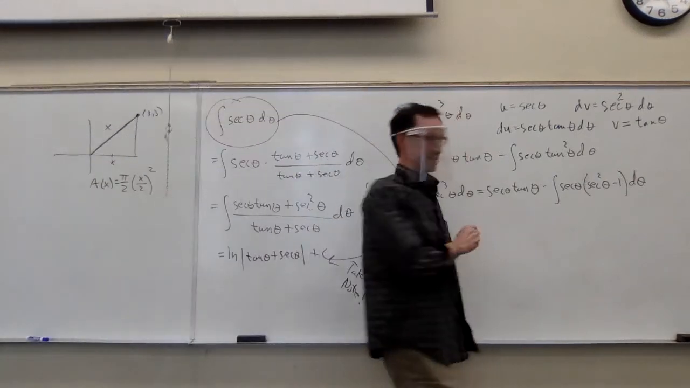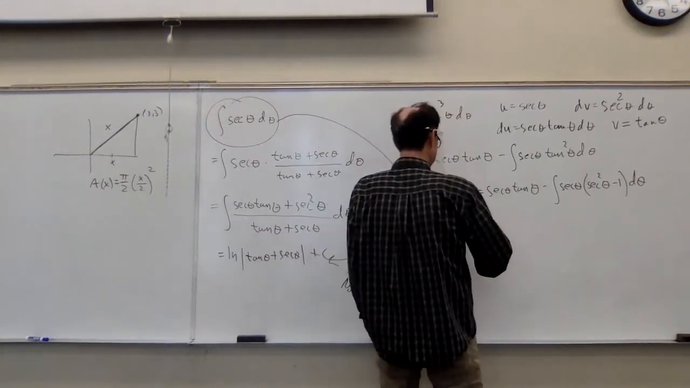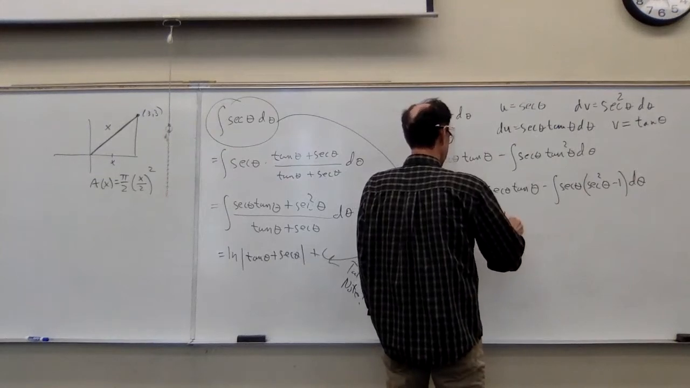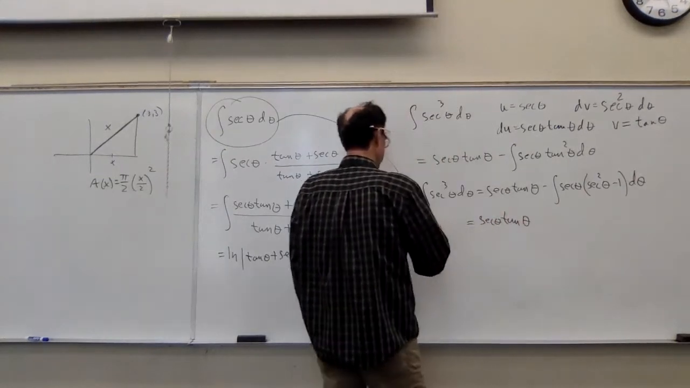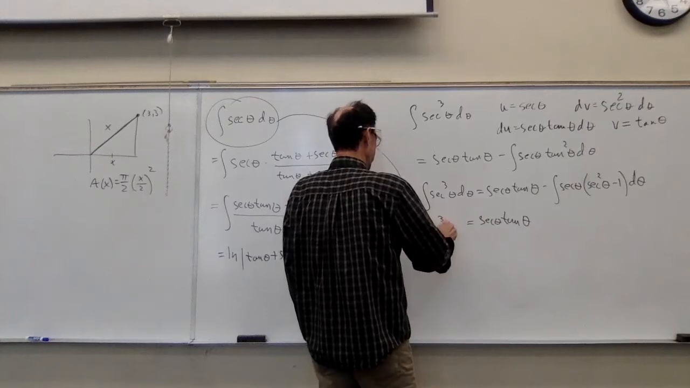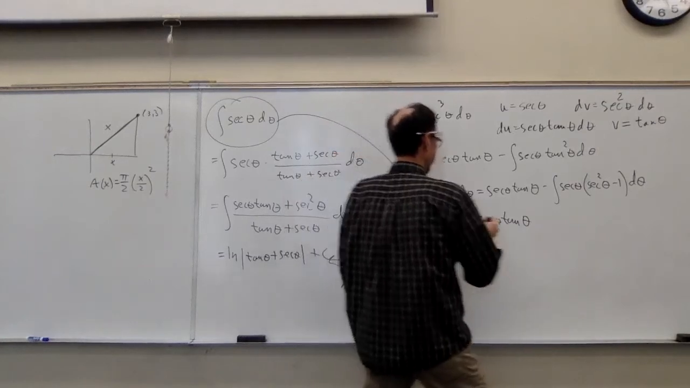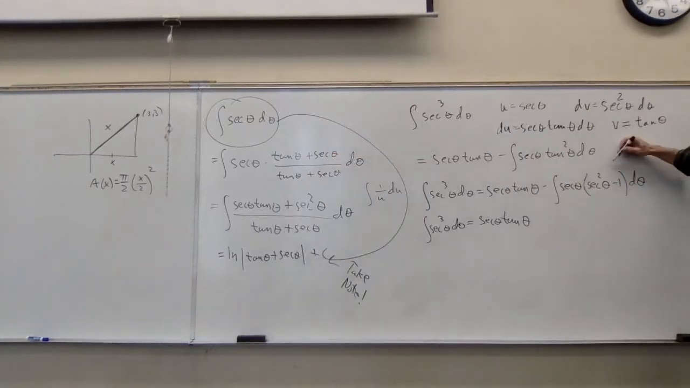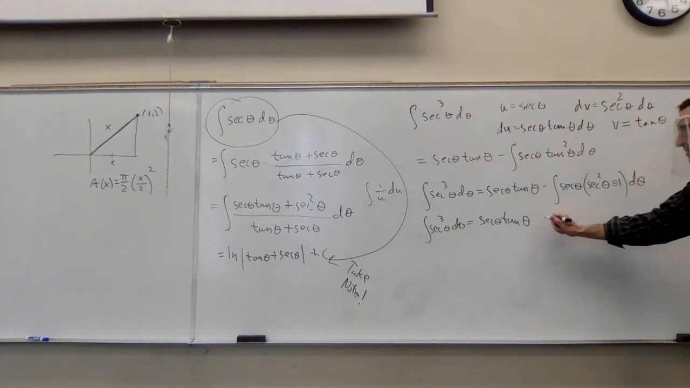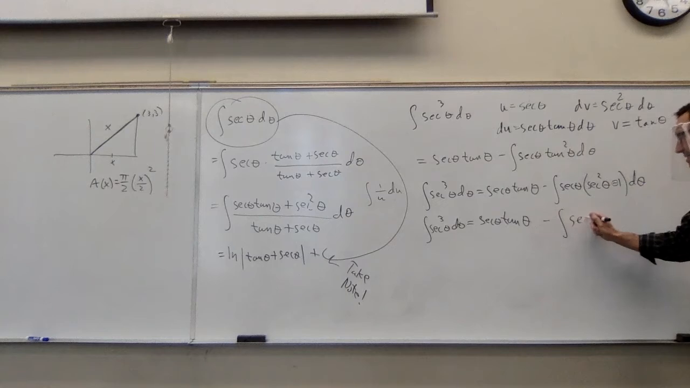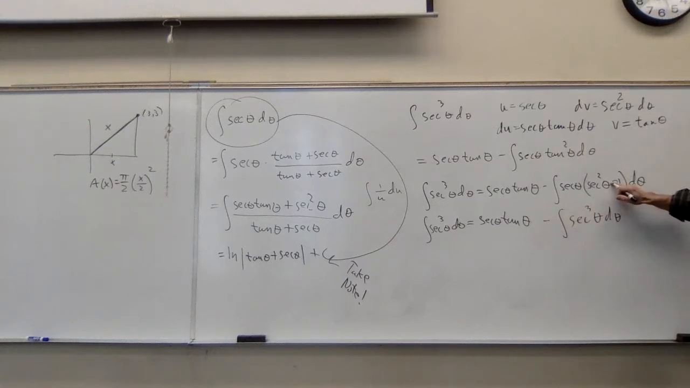Let's see where that takes us. I'm going to keep bringing the secant cubed down. You'll see why. Then I'm going to break this into two integrals around that minus sign. Let me just write them out. That's the first one. And for the second one, I get minus minus, so I'm going to get plus the integral of secant theta.